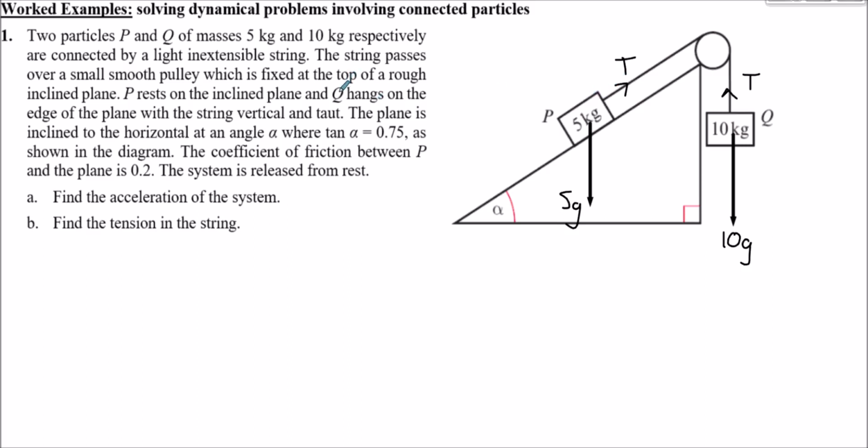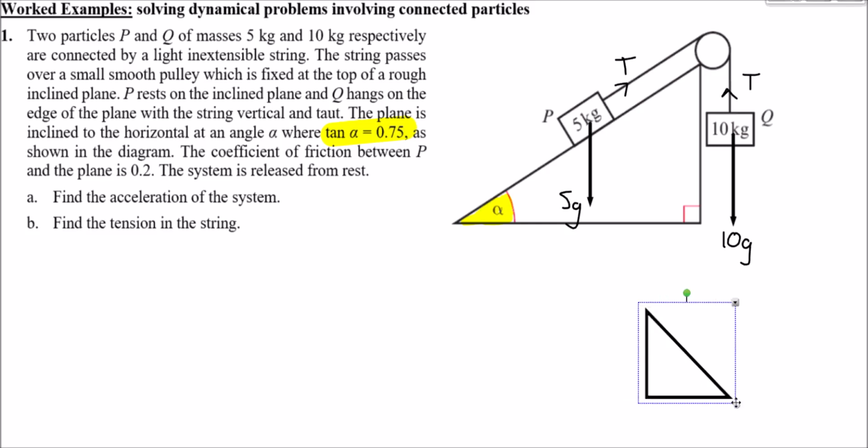So what else are we told here? So P is on the incline, Q is hanging freely, like you can see. The plane is inclined to the horizontal at an angle alpha, where tan alpha is 0.75, as shown in this diagram. So let's just think about what this means. Tan alpha is 0.75, and we've seen this before in the previous subchapters. So I'm going to just doodle this out once again, because I don't think this can be mentioned quite enough, to be honest.